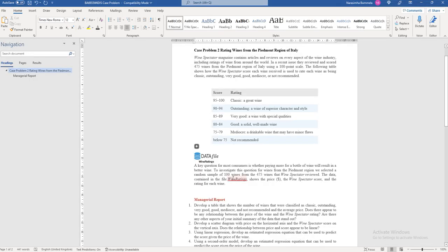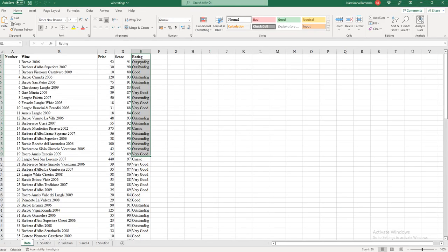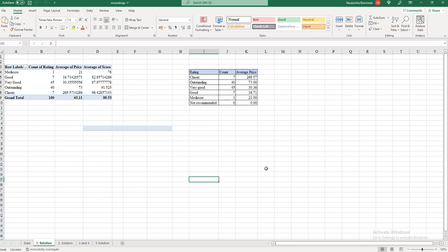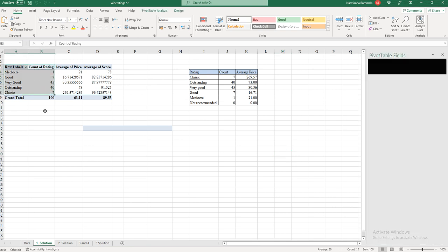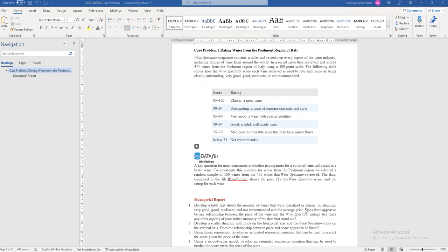Using this, what we have to do is develop a table that shows the number of wines that were classified as classic, outstanding, very good. So based on the rating, we are supposed to identify how many wines are available. Using a pivot chart, I have created it. These are the values, this is the count related to it. I have created the count and the average price, as it was asked to give the number of wines in each classification and also the average price.